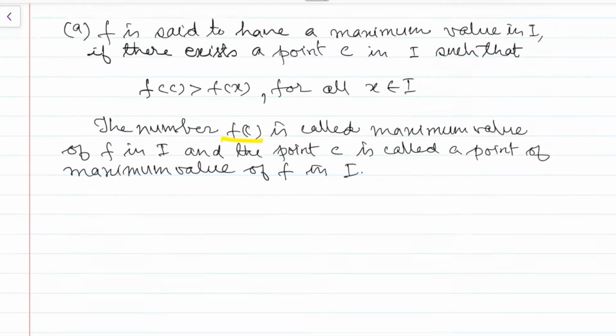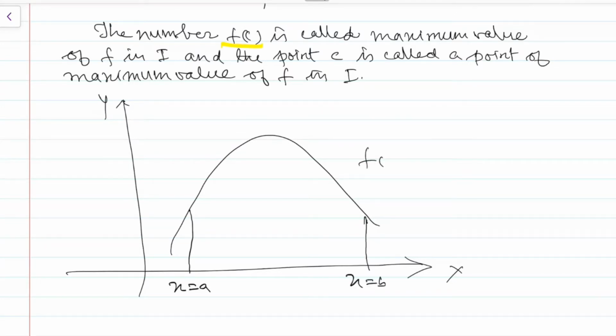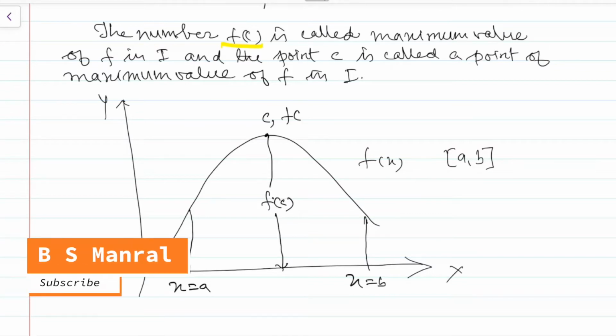Let us see the example. These are our coordinate axes, x and y. Suppose this is a graph of a function. Let there be an interval from x equal to a to x equal to b. This is the function f(x), and it is defined in the closed interval [a, b]. This is the point c, and this is the value of f(c), the height of this point from the x-axis. This point is (c, f(c)).